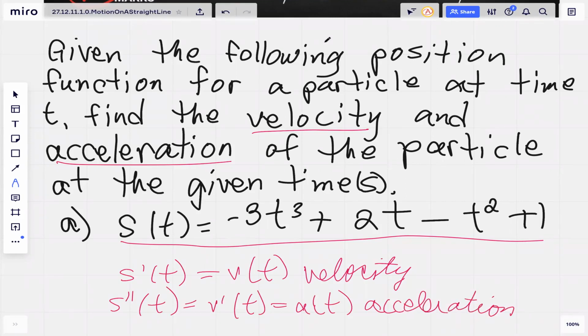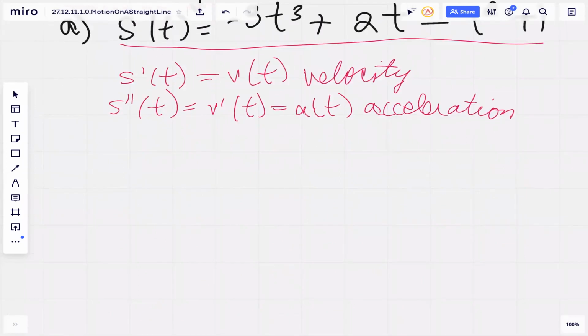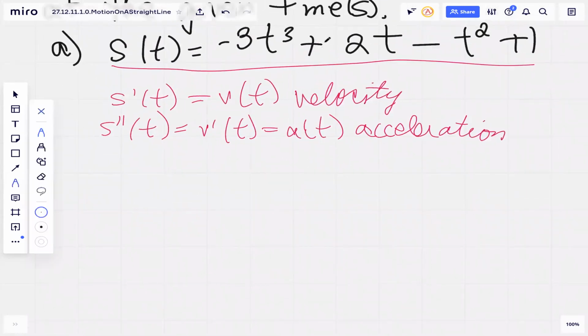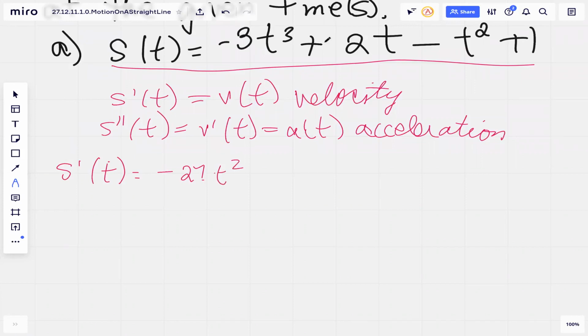Now that we know that relationship, we can answer this question. So let's start taking the derivative. s prime equals negative 27t squared plus 2 minus 2t. And that's our velocity at time t for our particle.